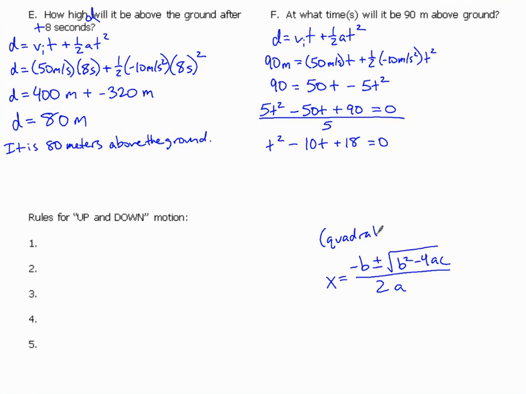Here's your quadratic. Using the quadratic formula, we will find that time equals 2.35 seconds and time equals 7.65 seconds. So what this is telling us is that it's traveling upward. After 2.35 seconds, it has hit that 90 meter mark, and it's continuing to go up for a few more seconds, and then it starts to fall, and at the 7.65 second mark, it has reached 90 meters again and continues to fall.